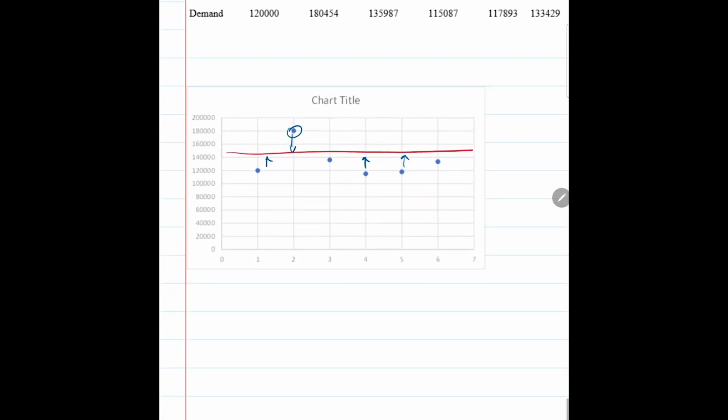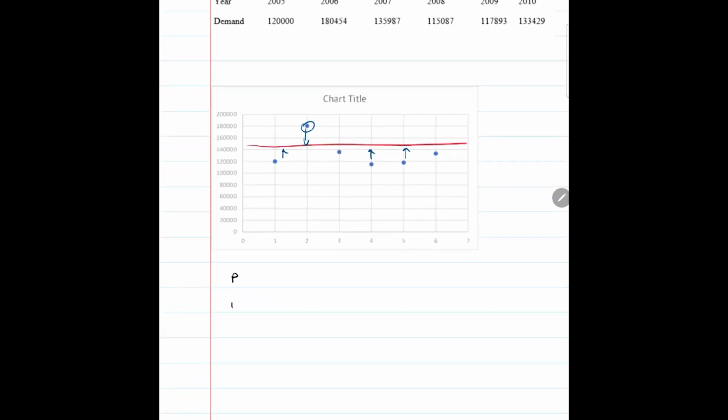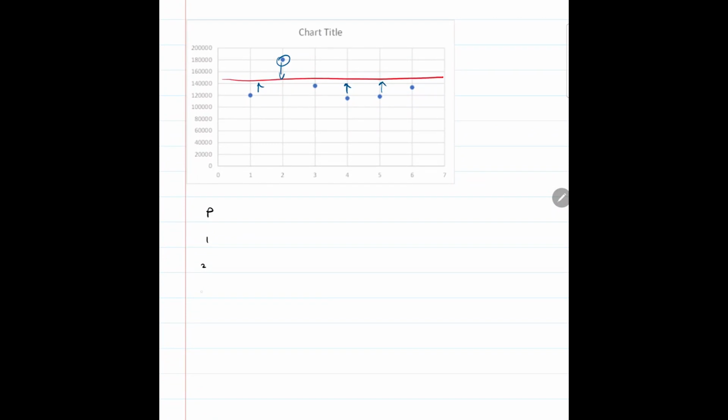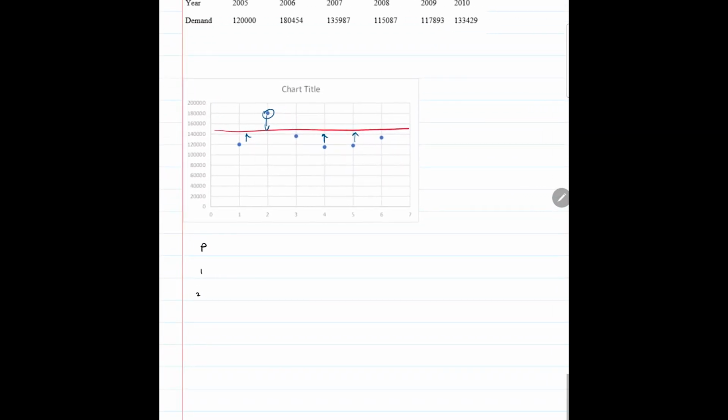So period 1, which was 2005, and 2, I think it's going to confuse. Say 5, 2006, 2007, 2008, 9, 2010, and demand was 120,000.